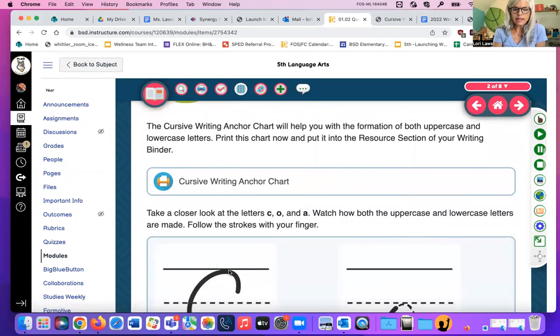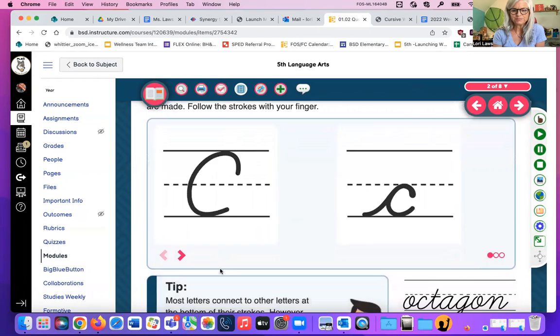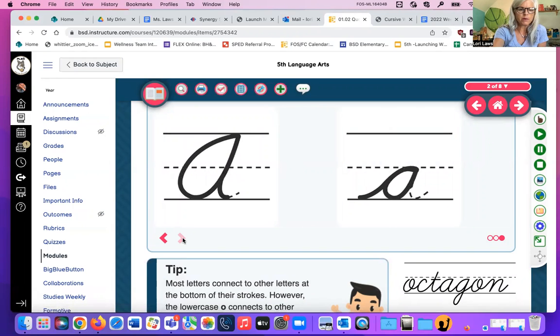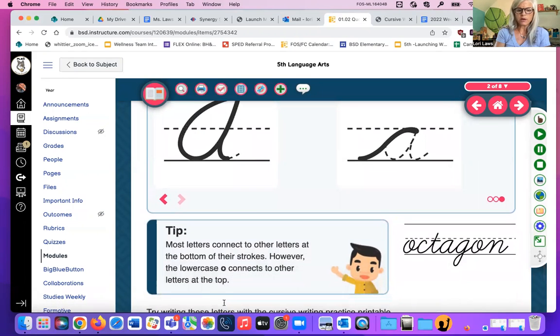So that's too bad. But oh well, it's the way it goes. Take a closer look at the letters C, O, and A. Watch how both the uppercase and lowercase letters are made. Follow the strokes with your finger. So you can take your finger and just trace it along like I'm doing. If you click, it goes to the O. So when you have these arrows at the bottom, you can see this says there's 3 pages. I haven't clicked the 3rd one yet. And there's the A, starting at the top, going up, and then down again. Most letters connect to other letters at the bottom of their strokes. However, the lowercase o connects to the other letters at the top.